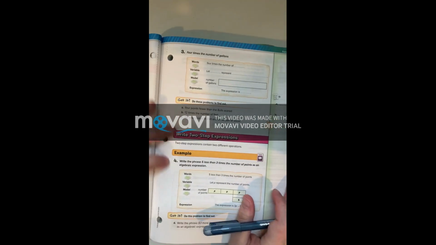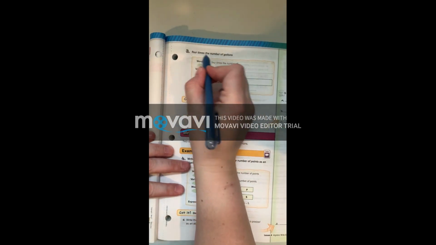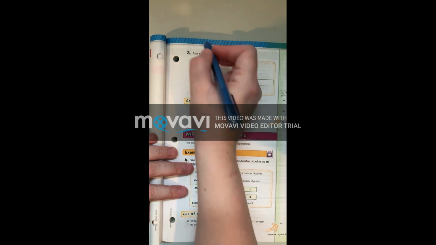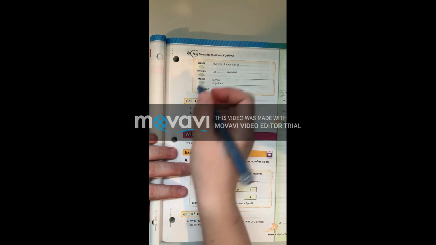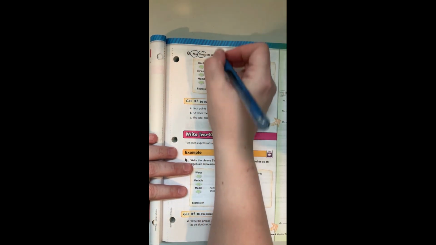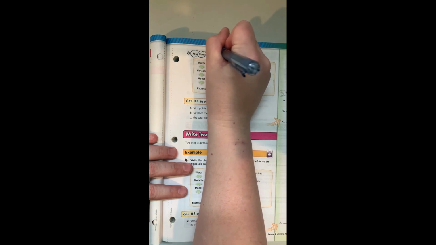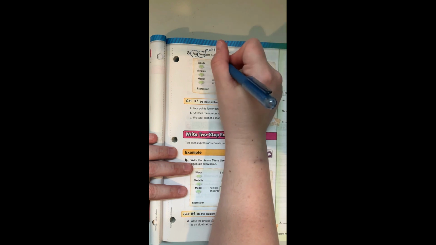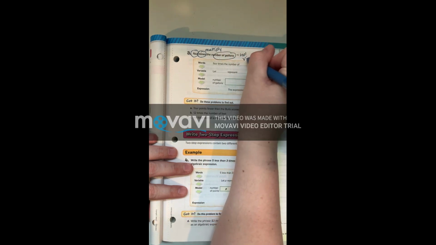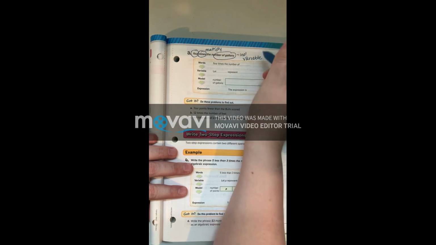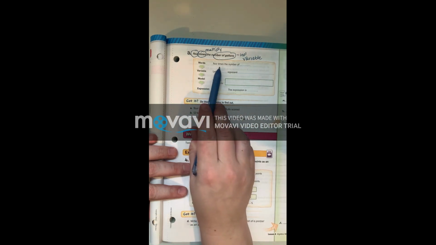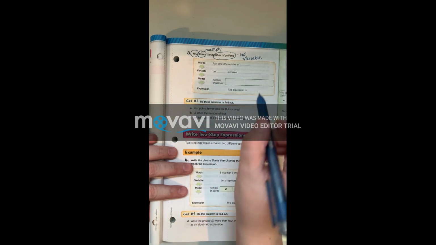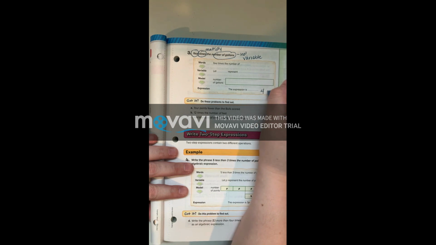So let's look at example 3. 4 times the number of gallons. There's a number there, 4, and times, so we know we're going to multiply the number of gallons. Do we know the number of gallons? No, that is our variable. So right here it tells us 4 times the number of gallons. So 4 times, and we don't know how many gallons there are, so we're going to say G.